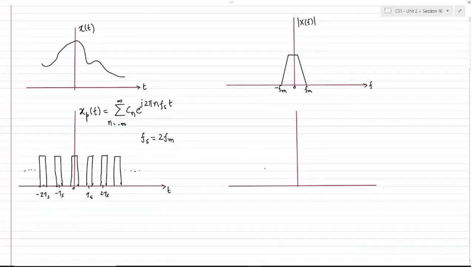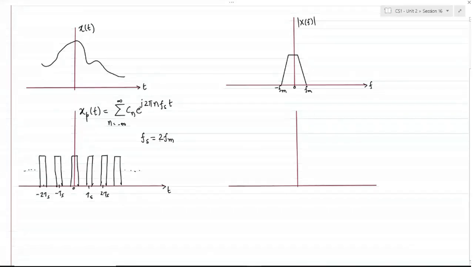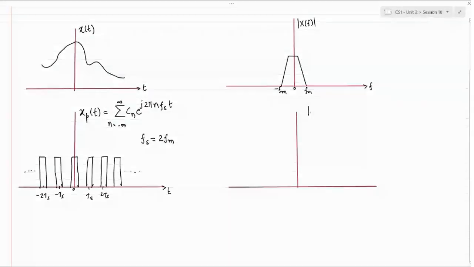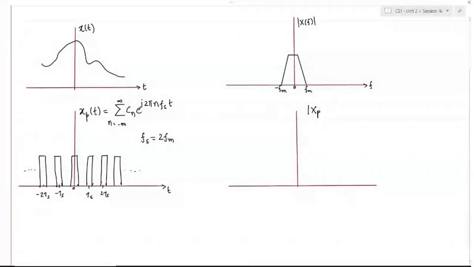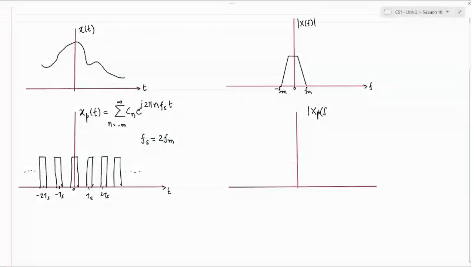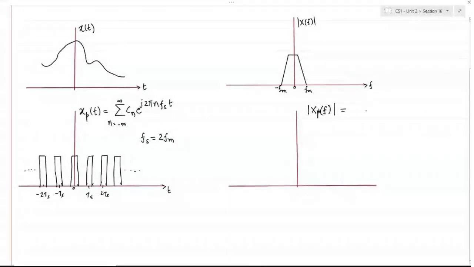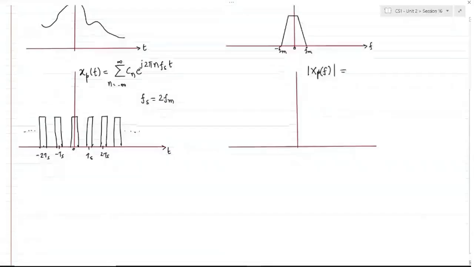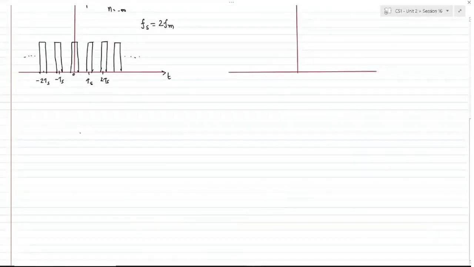We'll take that critical sampling, then we can oversample in order to take those spectrums farther apart. We'll see what the frequency domain representation of the sampled versions of the original information signal looks like. This is the Fourier series, and similarly I can represent the frequency domain representation of xp of t as xp of f.